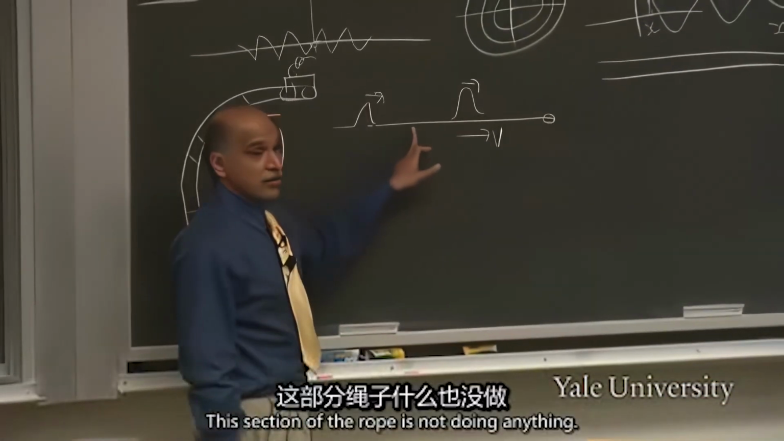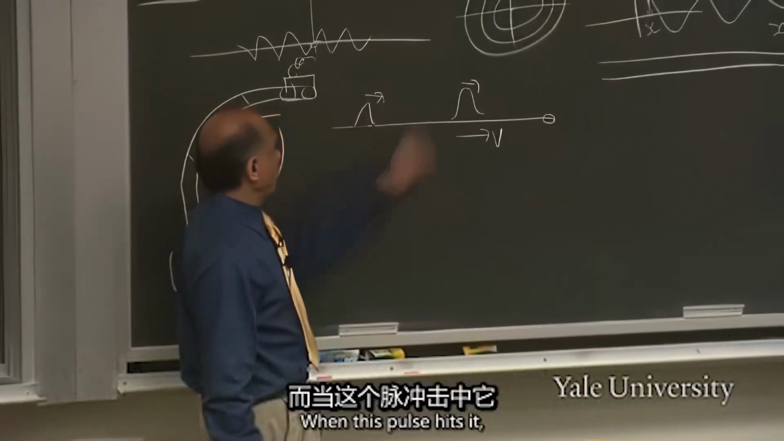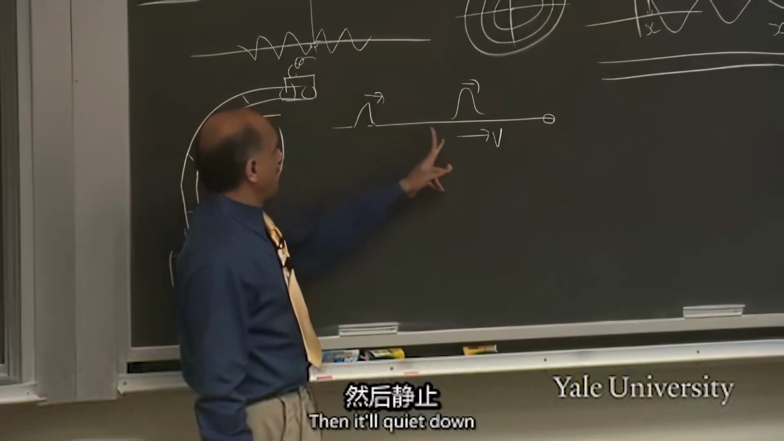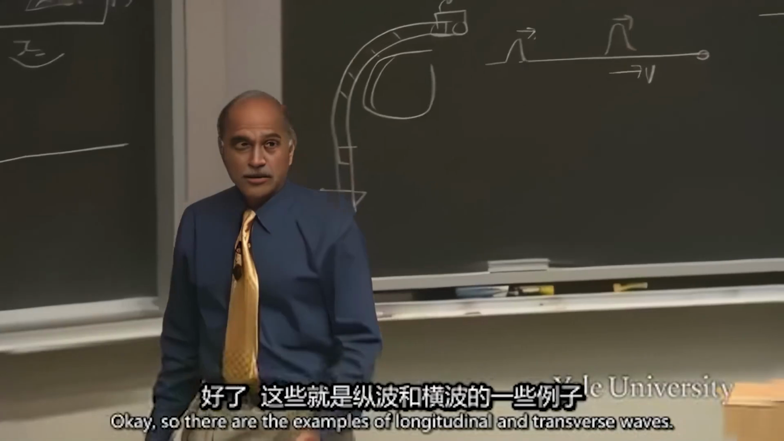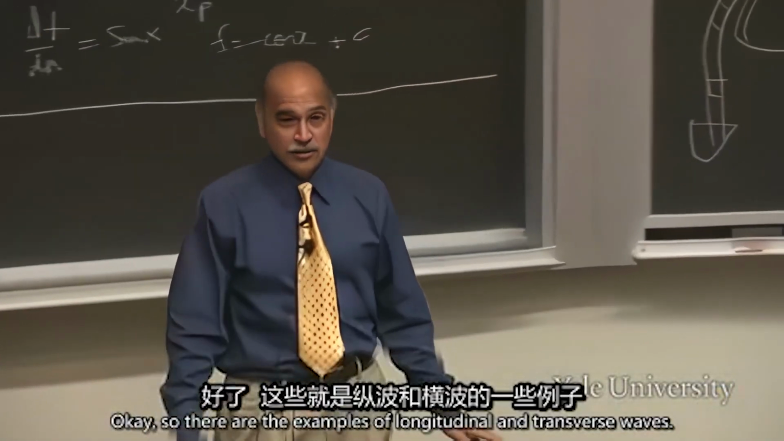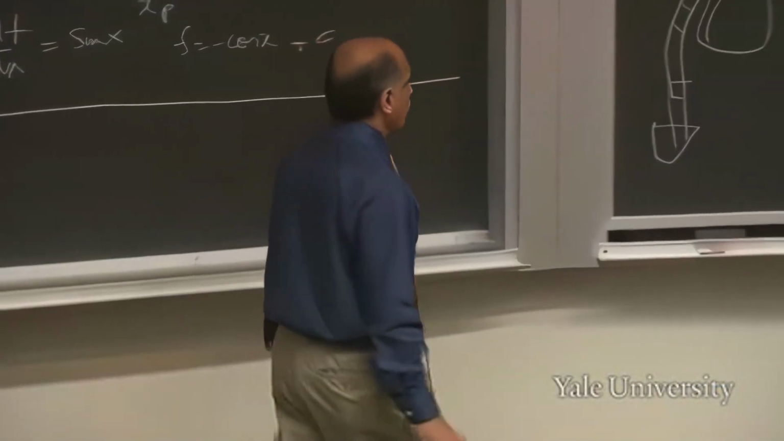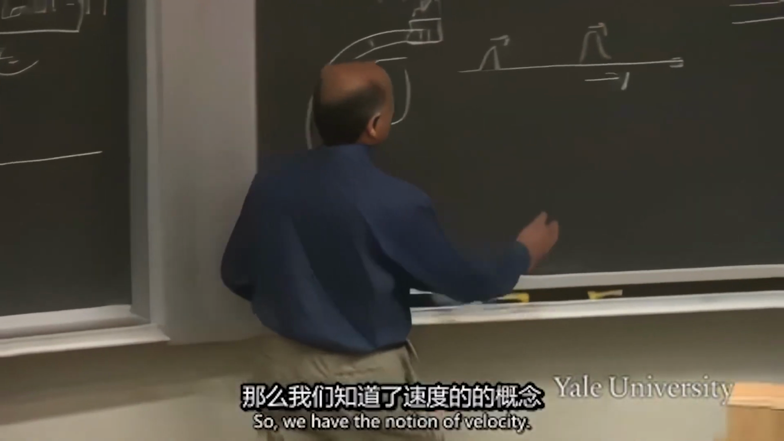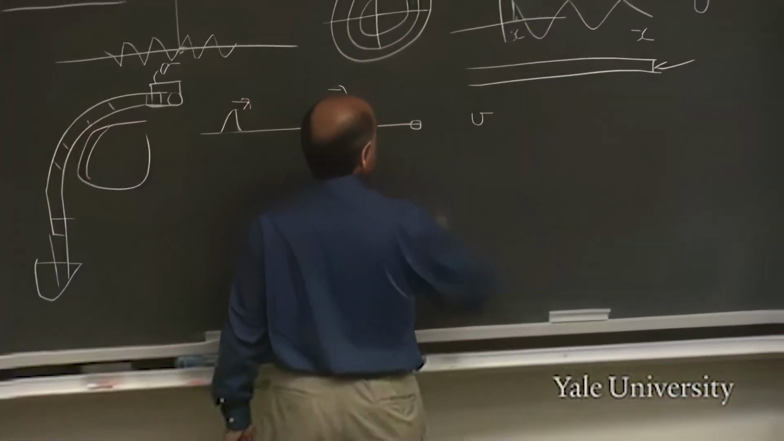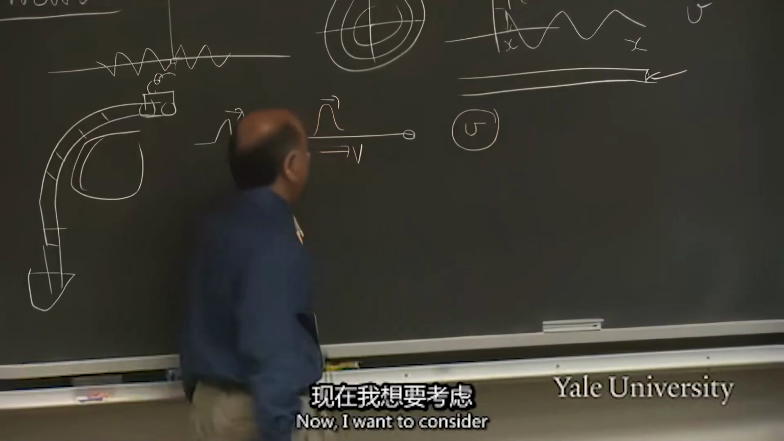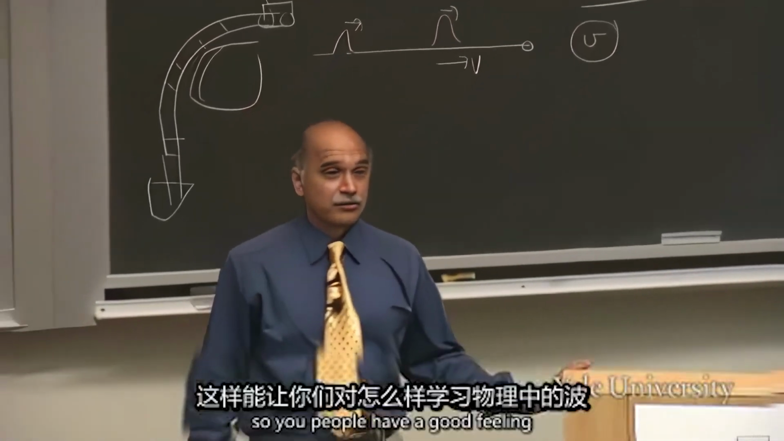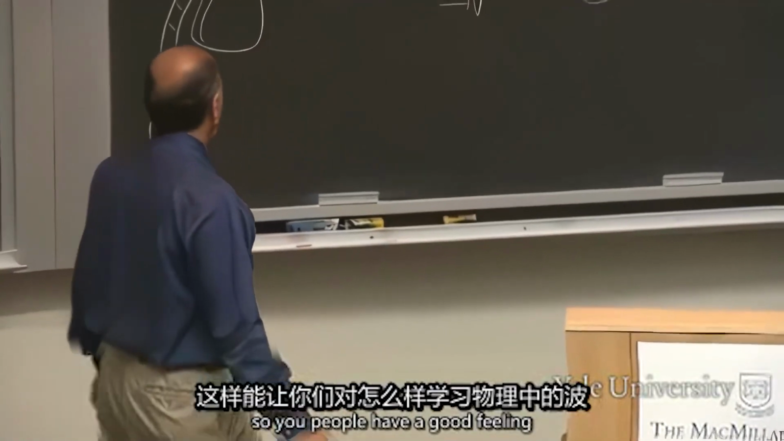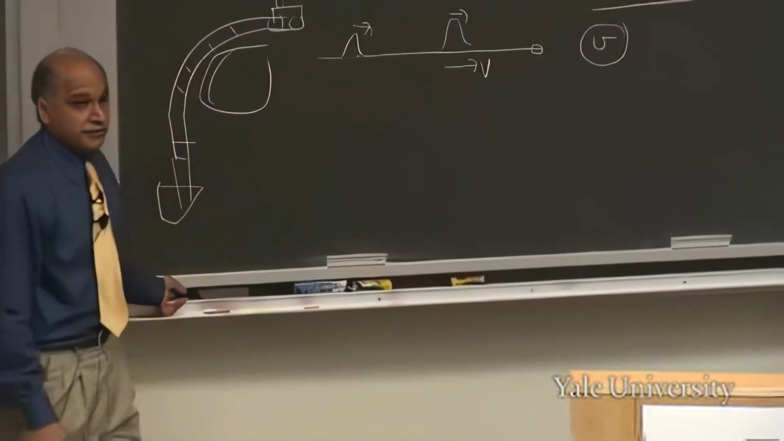This section of the rope is not doing anything. When this pulse hits it, it'll jump up and down for a while, then it'll quiet down, and somebody to the right will start moving. Okay, so those are the examples of longitudinal and transverse waves. So we have the notion of velocity. Now, I want to consider one concrete example of a wave, so you have a good feeling of how to study waves in physics.